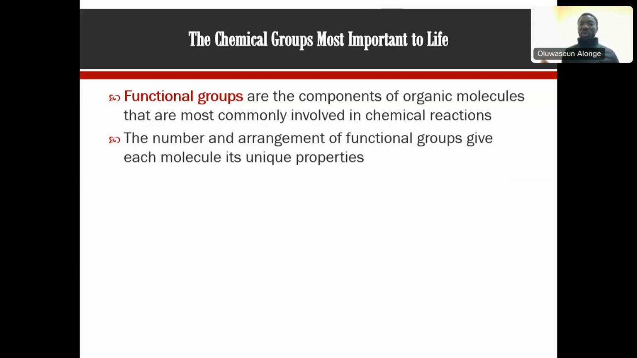So whenever you see OH, for instance, you can tell that this is a hydroxyl group. That tells you it is ethanol, alcohol, that is OH. Anytime you see a compound that is predominantly filled with COOH, you can tell that this is a carboxylic group, right? So there are symbols like that that depict the actual identity of a molecule or compound. That's what we call functional groups. Functional groups are components of organic molecules that are mostly involved in chemical reactions. So it determines their function, it determines their reactivity. The number and arrangement of functional groups give each molecule its unique property.